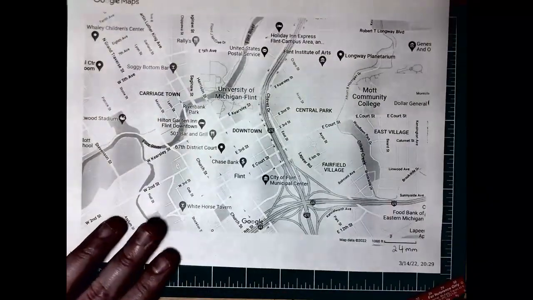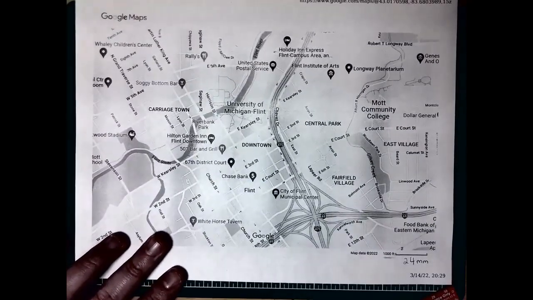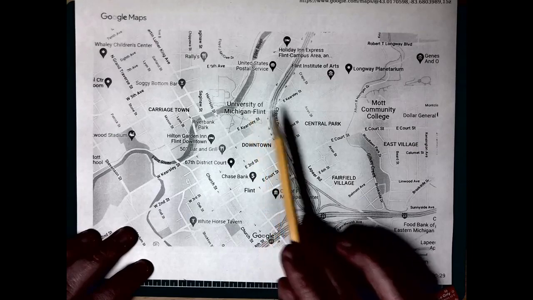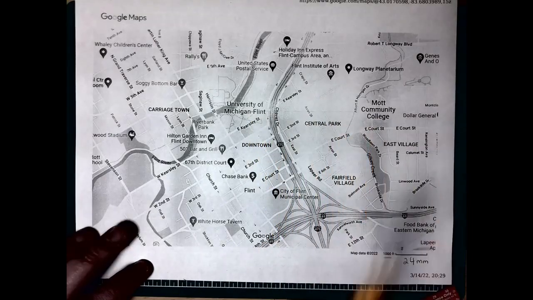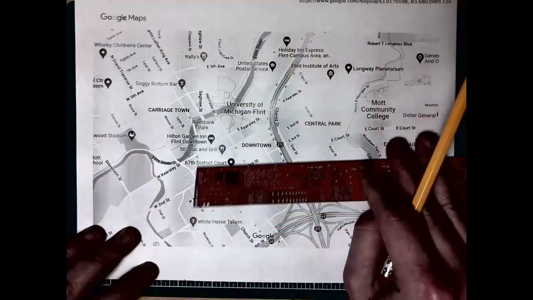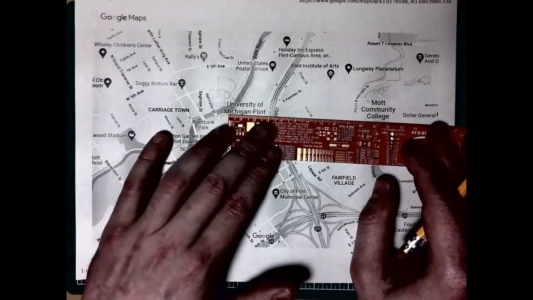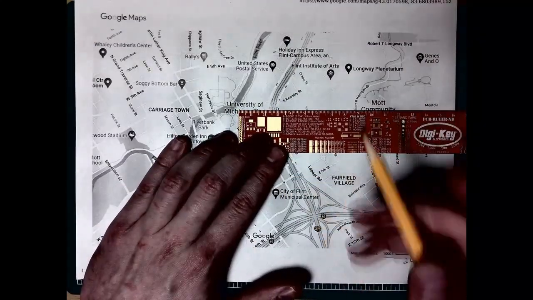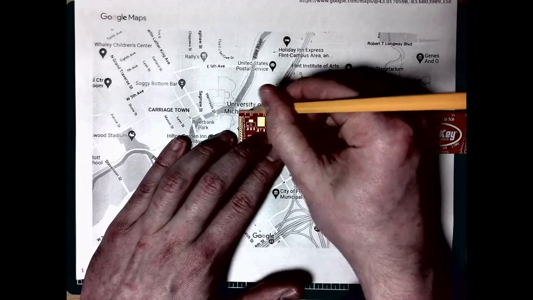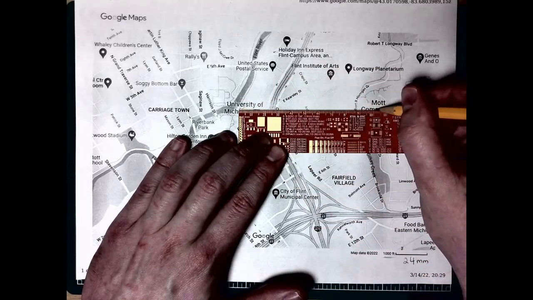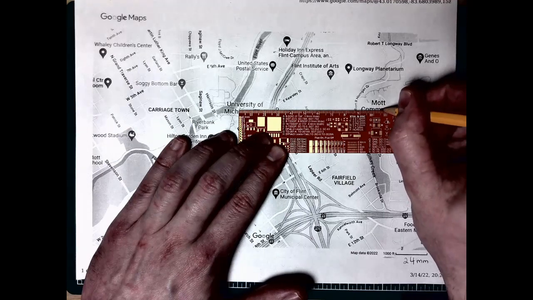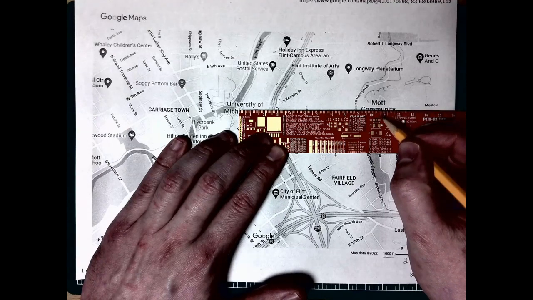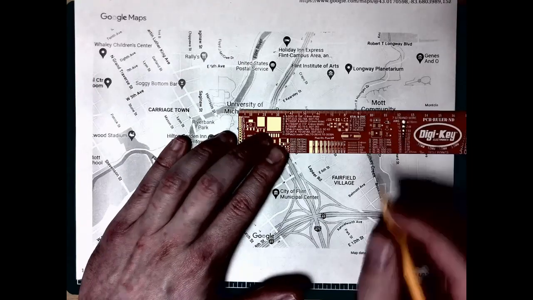Now, if I want to know the distance between the University of Michigan and Mott Community College, I can measure that distance as well. So I'll put this roughly at the center there, roughly at the center there. I'll draw a line. And I'm going to call that, we'll do 105 millimeters.